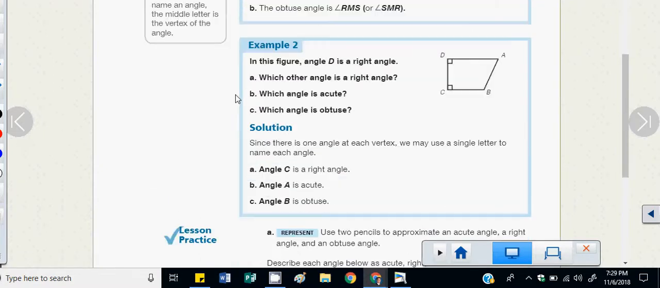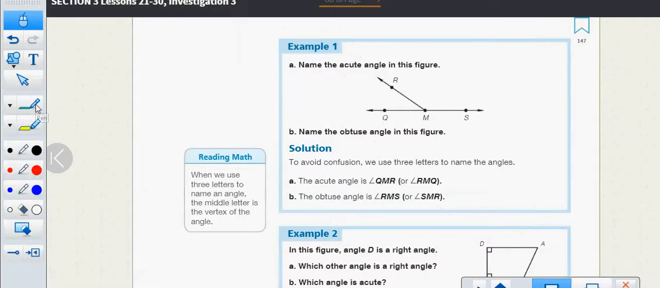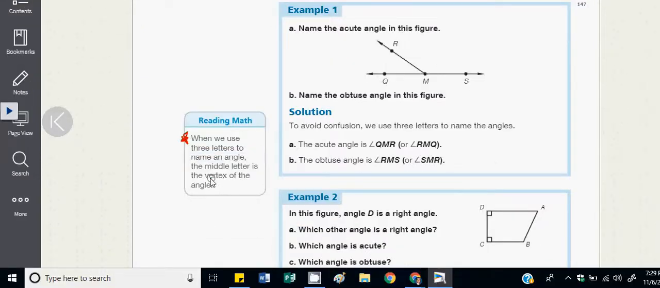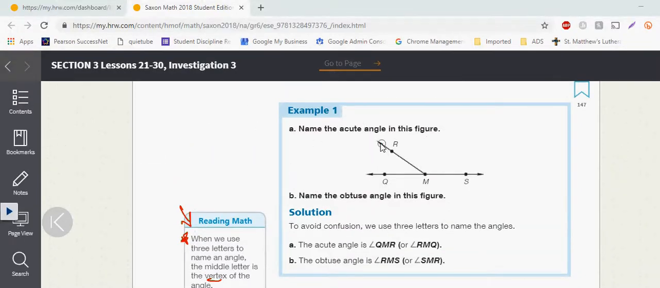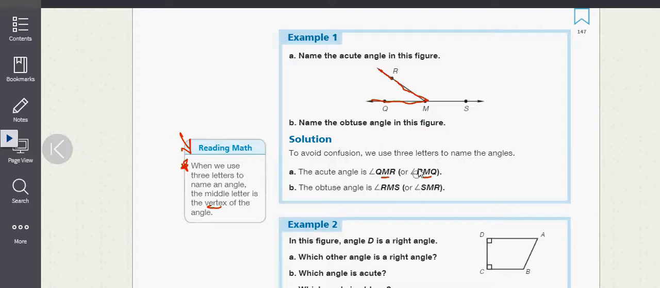Example 1, finally, we've got 2 examples quick before lesson practice. By the way, when we use 3 letters to name an angle, it says here, the middle letter is the vertex. Remember that? Now they're finally getting to that. So we'll remember that. Name the acute angle. How could we name the less than 90 degree angle? Well, I see it right off the bat, right here, right? Now, how do I name it? Not QRM, not RMQ, not MQR, but has to be either QMR or RMQ or maybe angle M.